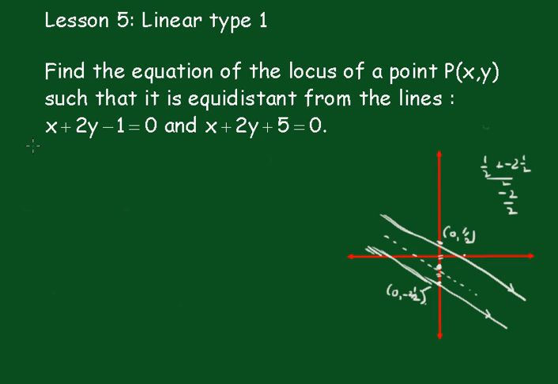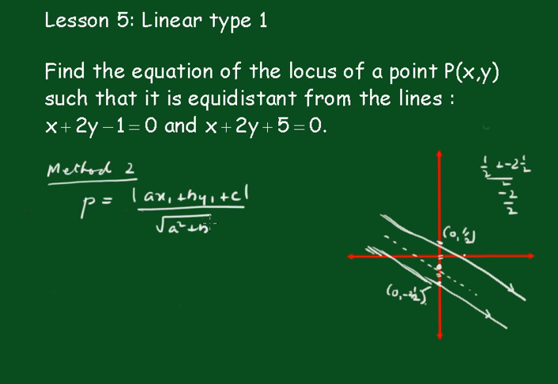Now the other way of doing it, we'll call this method 2. Method 2 is using the formula: perpendicular distance equals the absolute value of ax1 plus by1 plus c all over the square root of a squared plus b squared. Say we take a point here, our general point P(x, y), and we're saying that this distance must equal that distance there. That's the perpendicular distance.